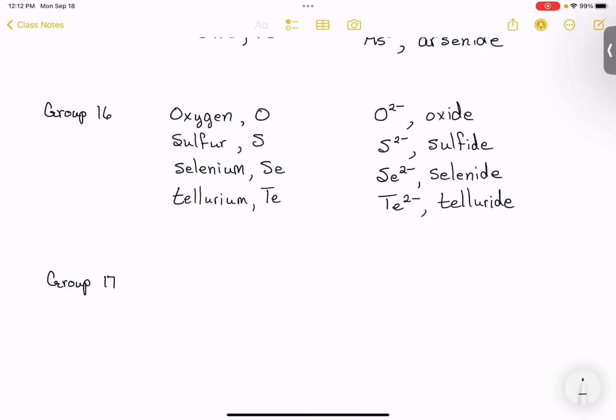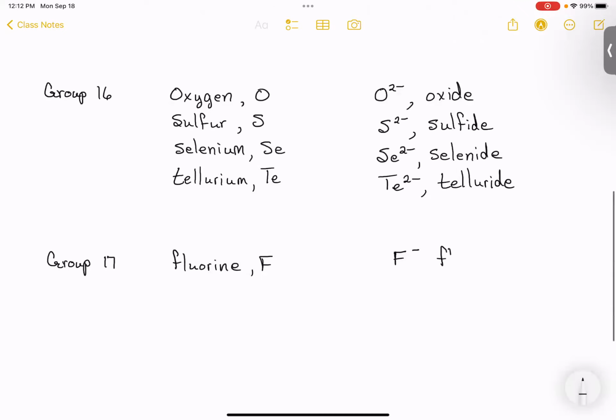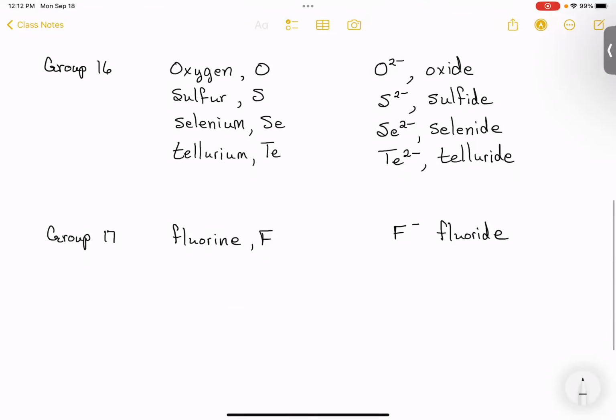Okay, group 17. You have fluorine, which is F, but in its charge state, it takes on a -1 charge since it's group 17 and becomes fluoride, such as in the material that helps with teeth. Then you have chlorine, Cl, since it's group 17, becomes a -1 and becomes chloride.